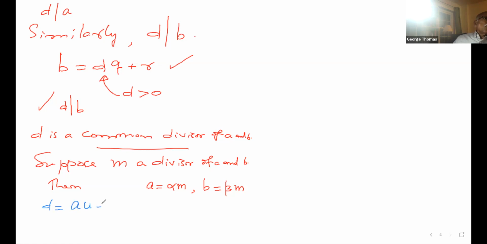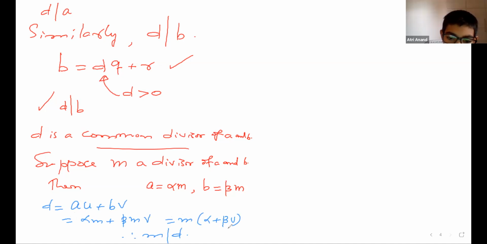B equals AU plus BV, but A is alpha M plus beta M V, which is M times alpha plus beta V. Therefore, M divides B. Whoa, we are done with this theorem. Tombstone.